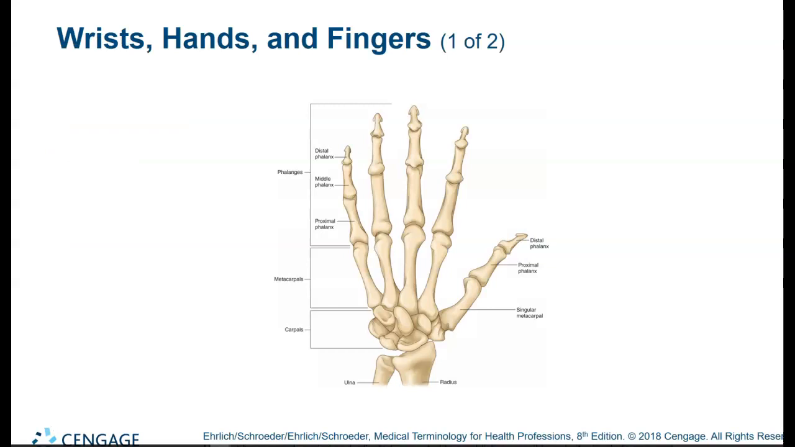And again, I'm not going to ask you to be locating distal and all that. Just know that the phalanges are at the end of the fingers, the metacarpals are the middle bones, and the carpals are there where it meets the wrist.